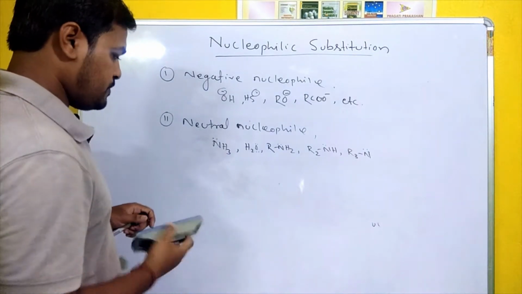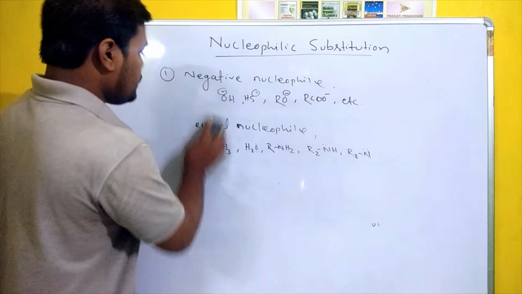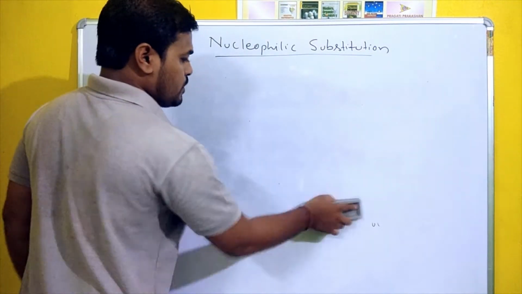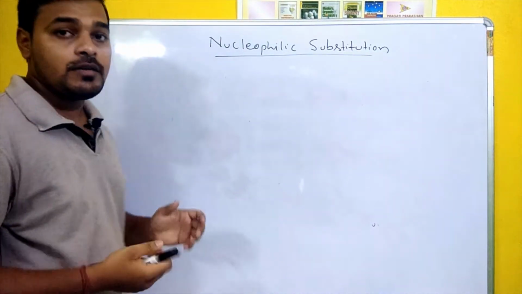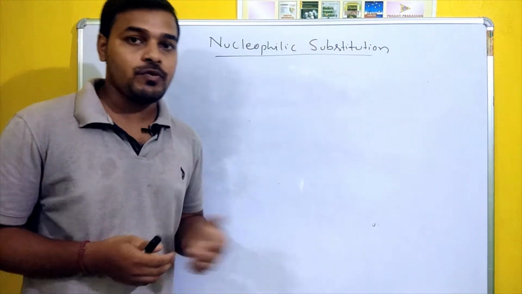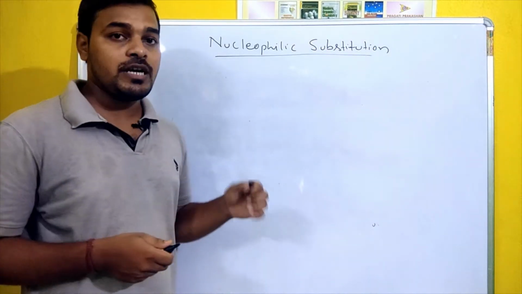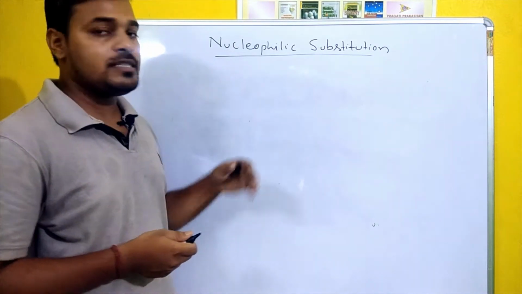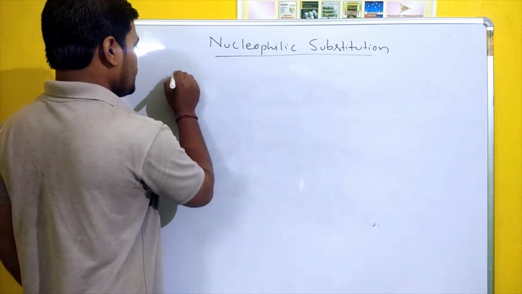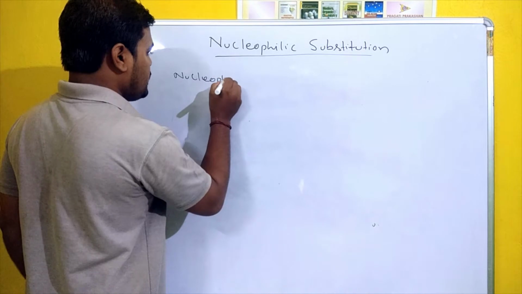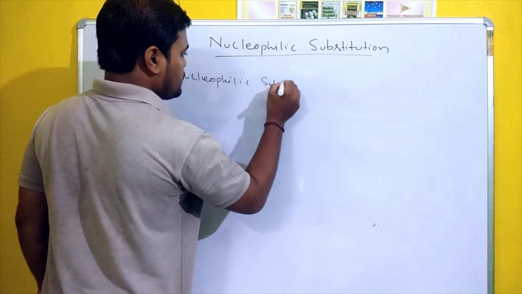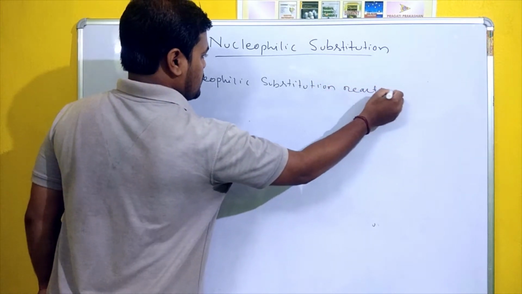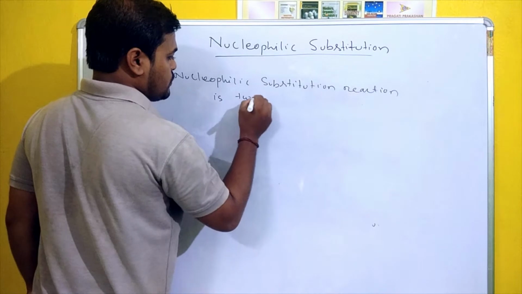Right? So now let's go to the nucleophilic substitution reaction. As I previously told you, a nucleophilic substitution reaction is initiated by the nucleophile. Basically, nucleophilic substitution reactions are shown by alkyl halides. So nucleophilic substitution reactions are of two types.